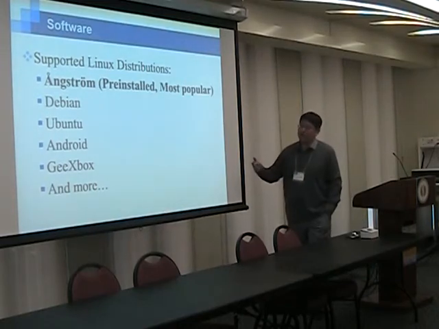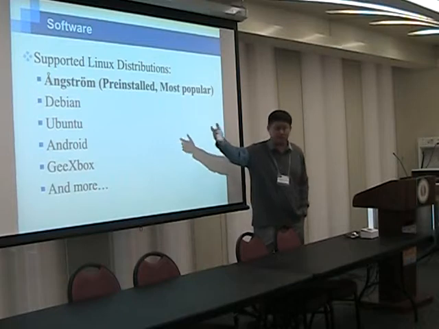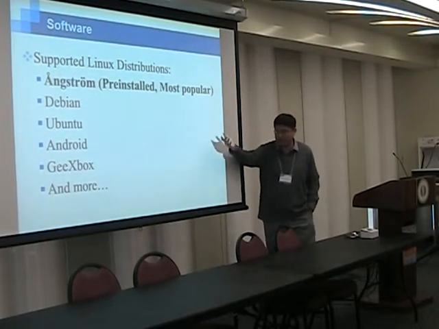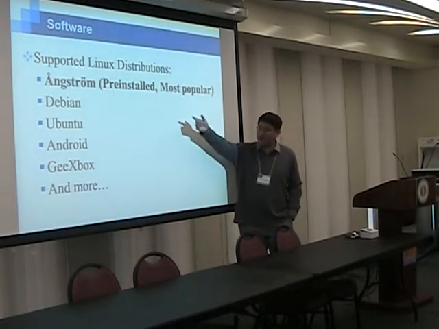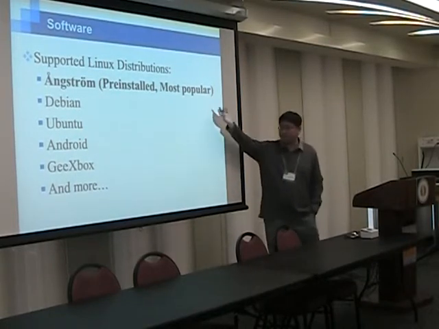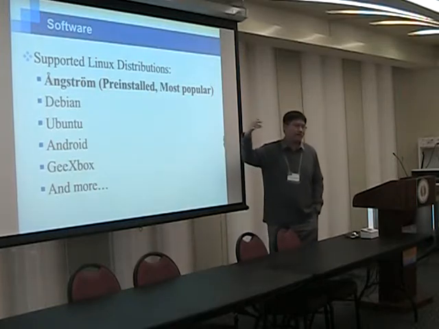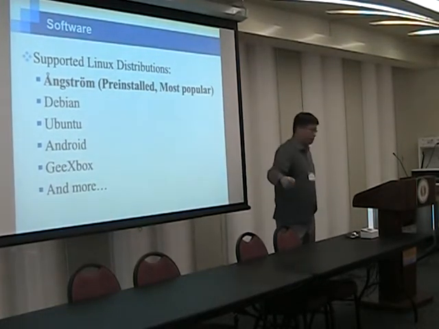What about the software? Of course, it supports a dozen Linux distributions like Angstrom, Debian, Ubuntu, Android, and others. For the Beagleboard, the most popular one is Angstrom. It's also the pre-installed one, and most developers are developing on this platform. So the following talk will be focusing on this distribution, Angstrom.